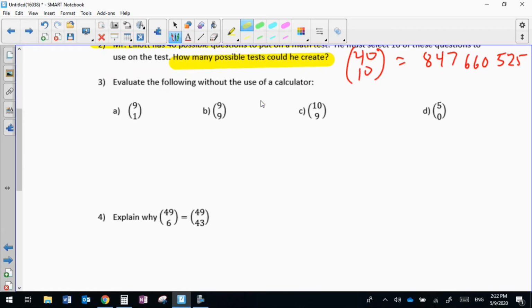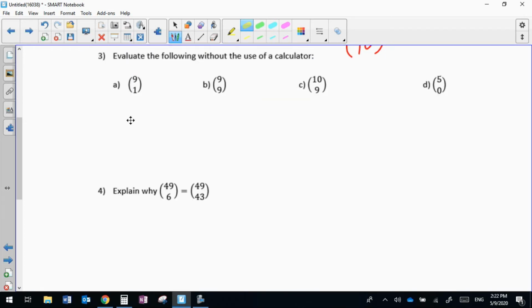Suppose we were to look at some simple nCr or N-choose-R calculations. Some of these we should actually be able to do without a calculator because this should make sense. 9 choose 1. How many ways can you choose one element out of a set of 9? Well, that's 9. This is basically saying there are 9 people. How many ways can you choose one person? Well, you could choose each person, so 9. 9 choose 9. If you have a set of 9 people and you need to choose all 9 of them, there's only one way to do that.